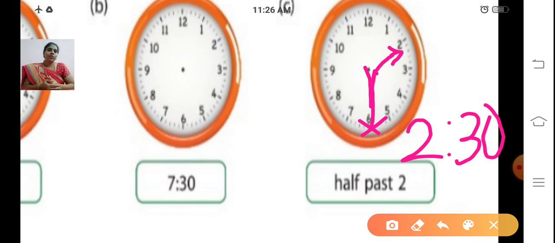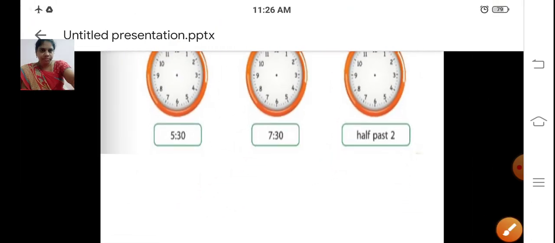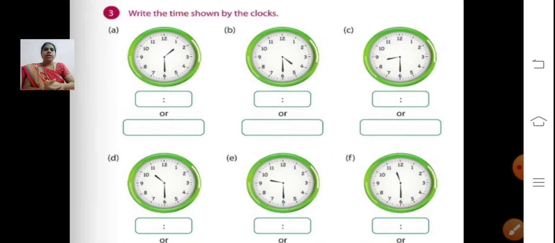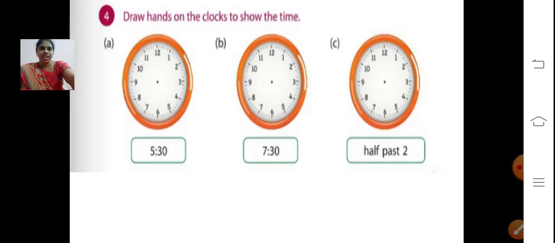So you know how to draw the hands for the given time and how to write the time by seeing the clock, isn't it? By seeing the clock you can write the time. So you know what is quarter past? Half past. Quarter means 15, half means 30.